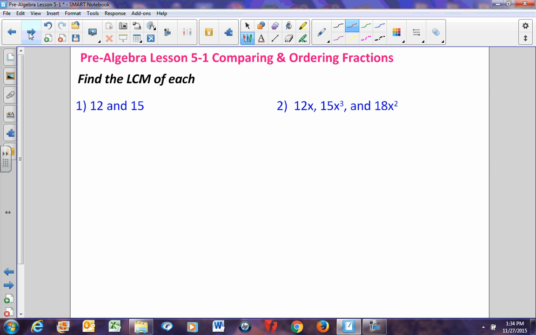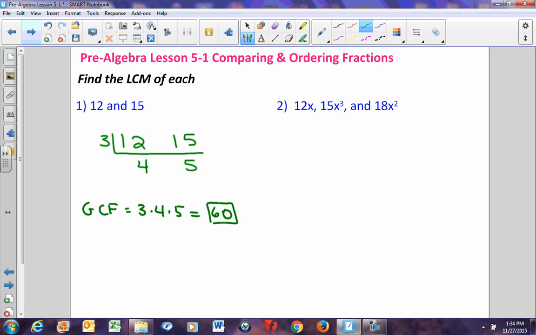All right, let's practice, because now we're going to add variables to this. Variables are easy. They're just adding some letters. So we're going to find the least common multiple of 12 and 15. I'm going to use upside down division because it works pretty well. So 12 and 15, what's the smallest number that divides into both of those? That's 3. 3 goes into 12 4 times, 3 goes into 15 5 times. There's no prime number that divides into both 4 and 5. So my least common multiple here would be 3 times 4 times 5. 4 times 5 is 20, 20 times 3 is 60, so my least common multiple is 60.